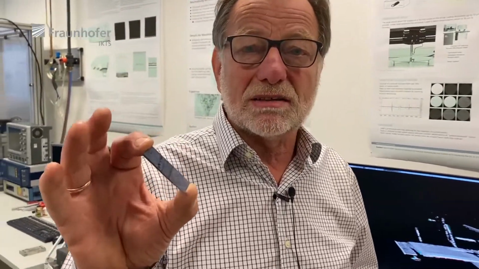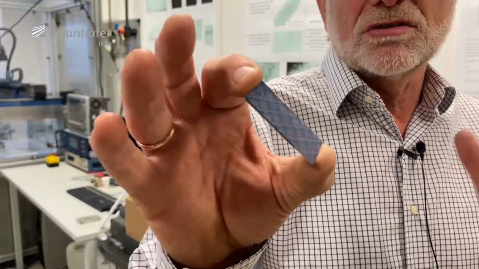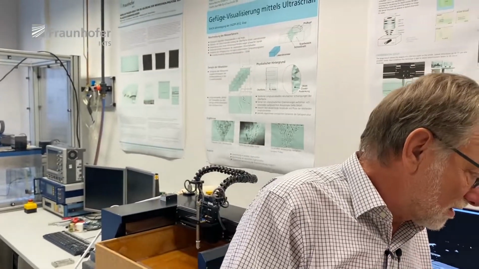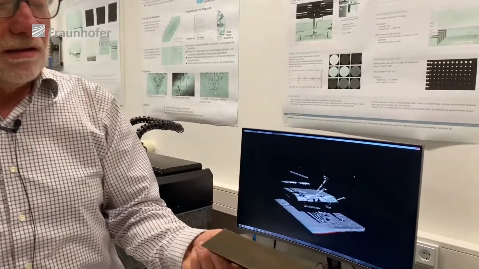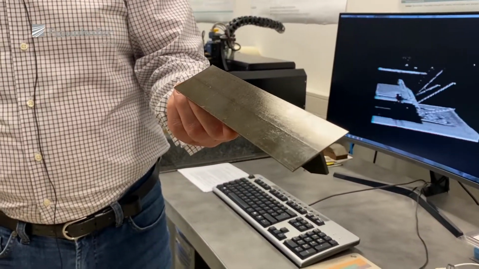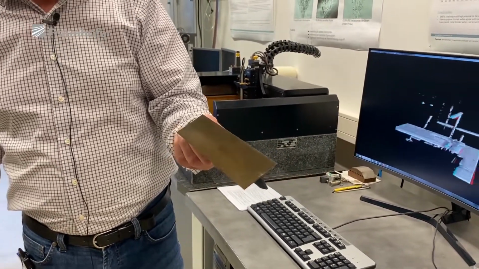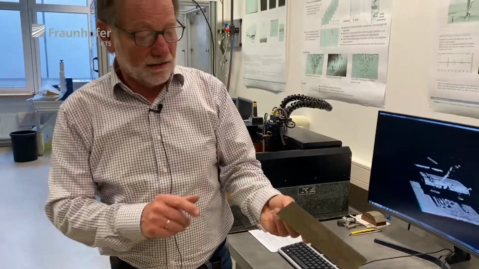Some are from the microelectronics. So we have chips which are silicon fused to each other, where we check the fusion line. We look at CFRP parts. These are early examples. It's a couple of years ago where we tested the C-scan stringer here.